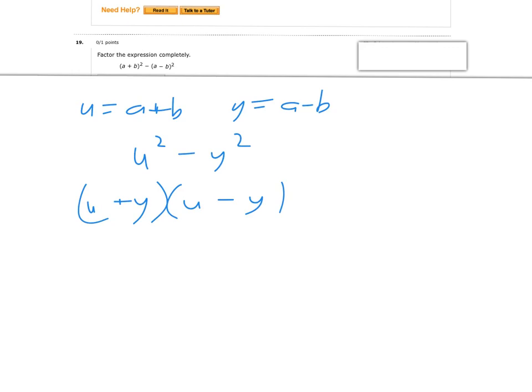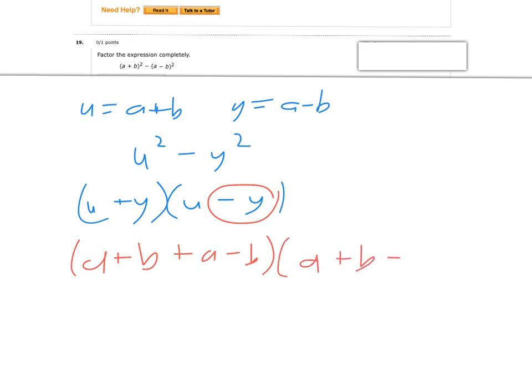Now we'll plug back in, and the only thing I have to be careful of here is the negative y, so that's going to have to distribute. So I'm going to go a plus b plus a minus b for the first parentheses. The second one will be a plus b minus bracket a minus b. Now I'll go ahead and distribute that negative, so it'll be negative a plus b here. And then we can cancel out the a's, and b plus b is 2b, not b squared, because these are not multiplying, we are adding them.